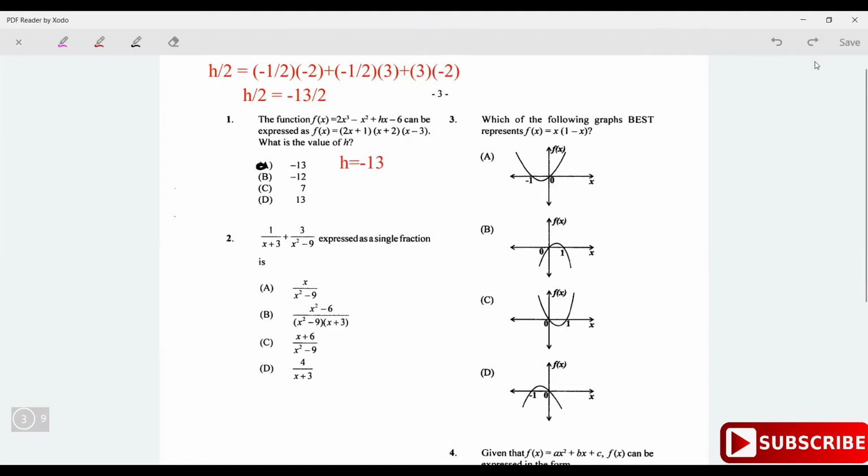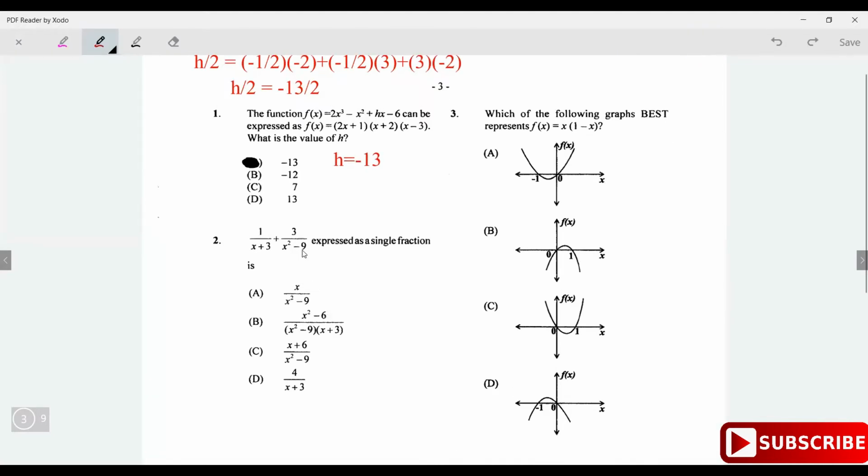Easy question. So then to express this as a single fraction, what do you notice? You have x squared minus 9. x squared minus 9 is really (x minus 3)(x plus 3). So the common denominator is going to be x squared minus 9. x plus 3 into x squared minus 9 leaves x minus 3.